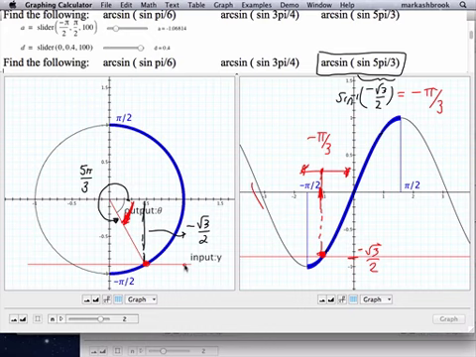These are the easy ones, right? So if it's up here, you're going to get an angle between 0 and pi over 2. But if you have a negative vertical distance above the horizontal diameter, your arcsine will give you a negative angle from negative pi over 2 to 0. Is it better?